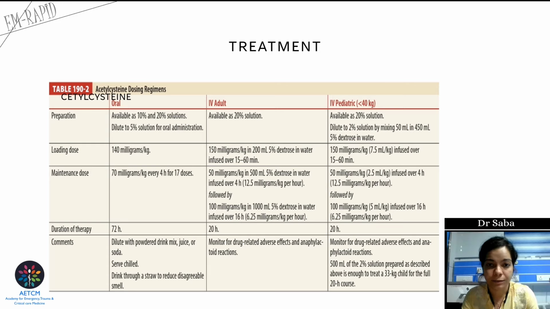Here is the dosing regimen of N-acetylcysteine, which can be given orally or as an IV drug. For IV, you have adult dosing and pediatric dosing, that is less than 40 kg of weight. Now, orally, you give a loading dose of 140 milligram per kg and 70 milligram per kg every 4 hours for 17 doses as the maintenance dose. So this is a 72-hour protocol. 140 milligram per kg is given as a loading dose, followed by the maintenance dose of 70 milligram per kg, which is given every 4 hours, and 17 such doses are given.